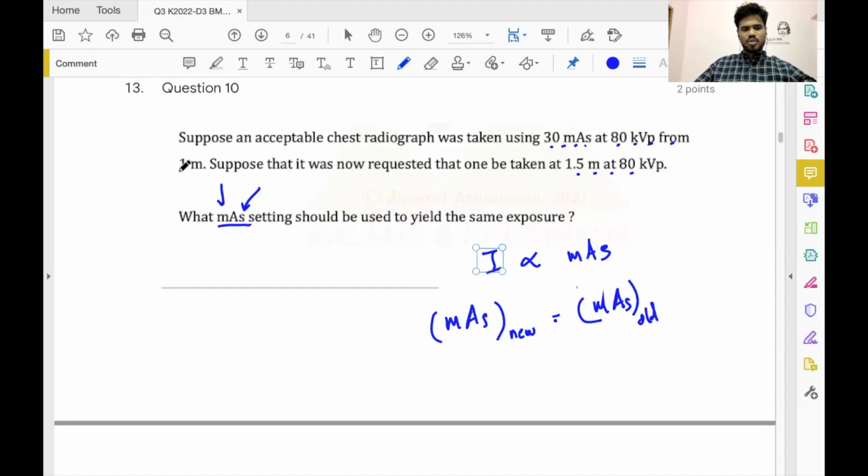MAS old is at 1 meter. MAS new at 1.5 meters. Obviously, MAS new should be higher, right? So it's 1.5 by 1 square. So what do we get here?